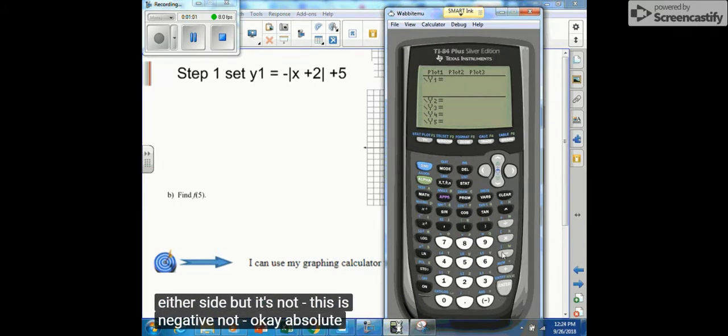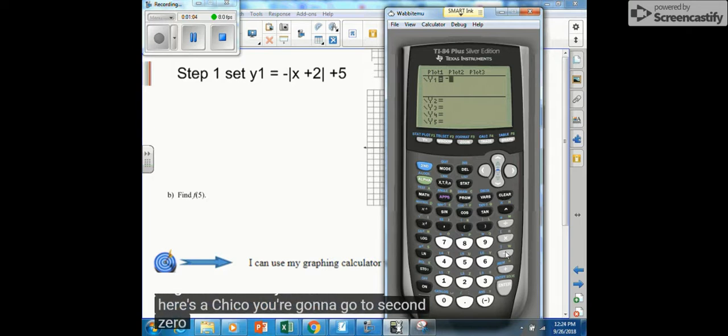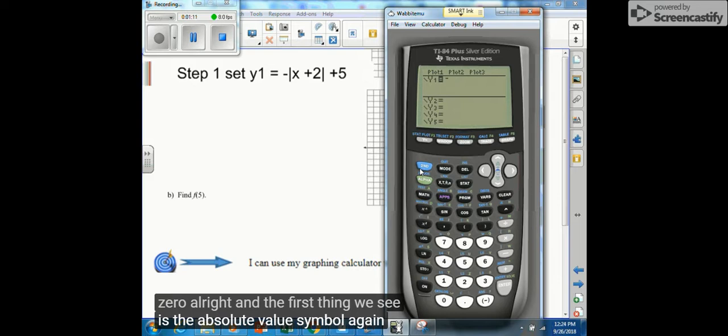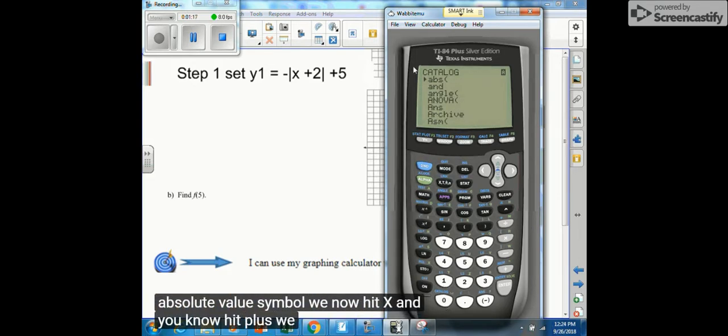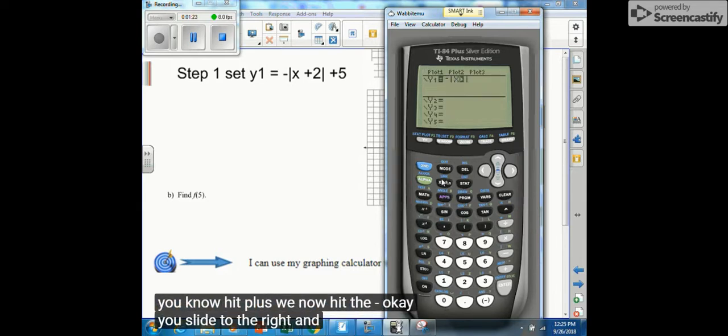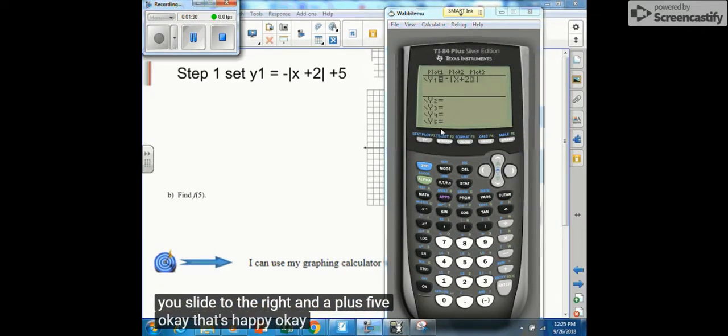Okay. Absolute value. Here's a cheat code. You're going to go to second, 0. And the first thing we see is the absolute value symbol. Hit that absolute value symbol. We now hit X. We now hit plus. We now hit 2. We slide to the right at our plus 5. Okay, so that's happy.